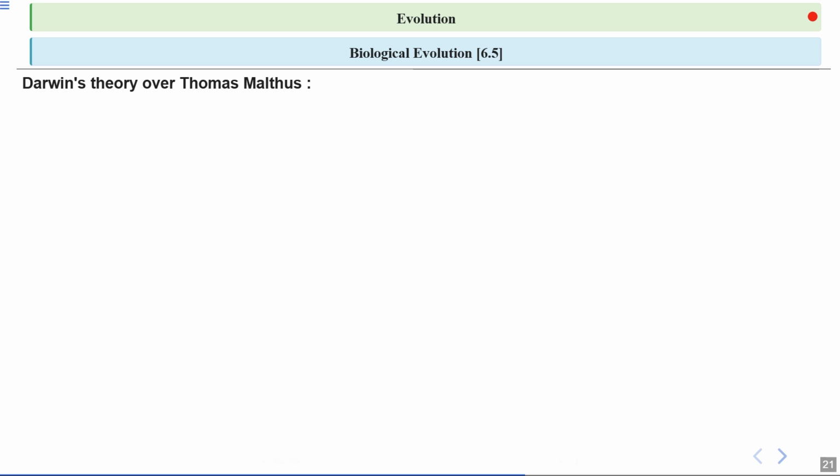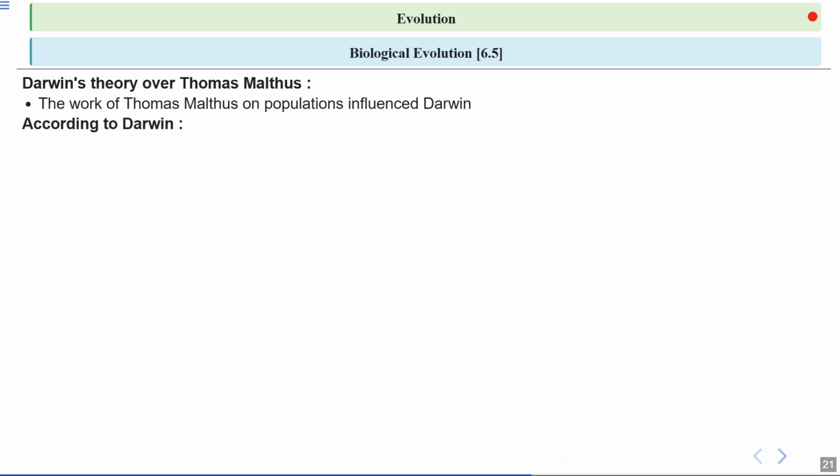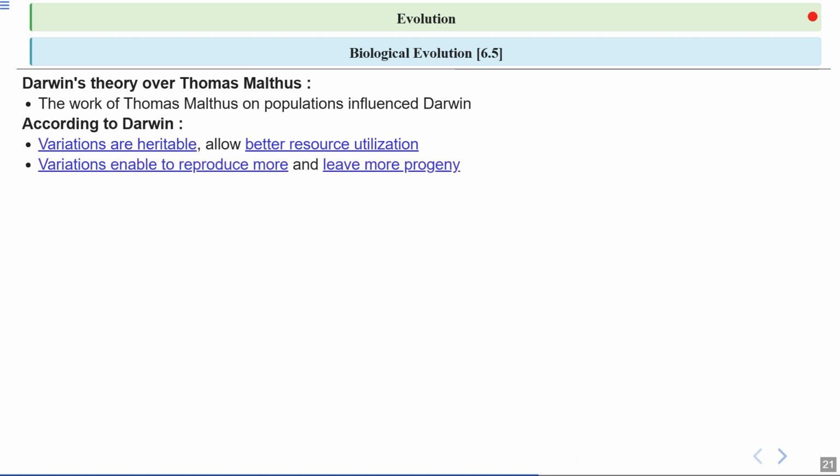Now let's talk about Darwin's theory over Thomas Malthus. The work of Thomas Malthus on population influenced Darwin. According to Darwin, variations are heritable and allow better resource utilization. These variations are inherited. Variations enable individuals to reproduce more and leave more progeny. So these variations provide a survival advantage. They help the species or individual adapt to changes in the environment. These individuals are selected and they leave more progeny. And then there is origin of a new species.